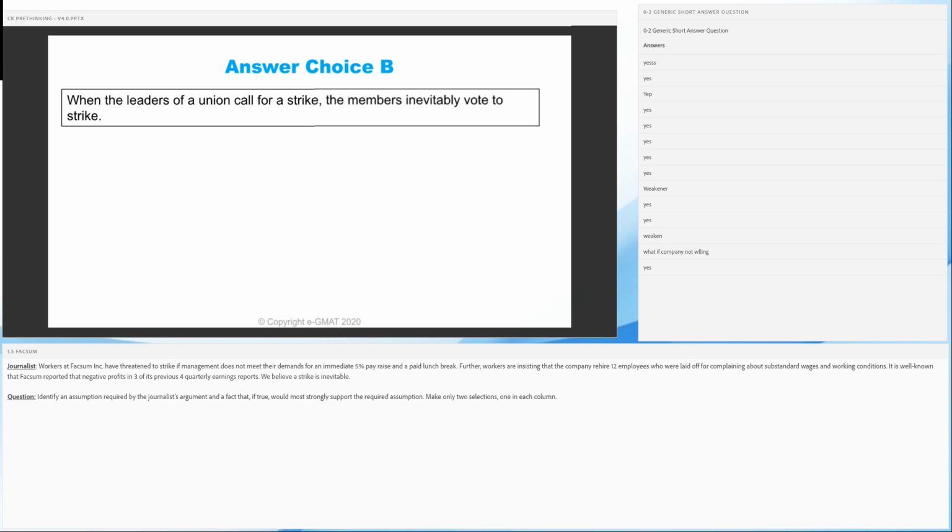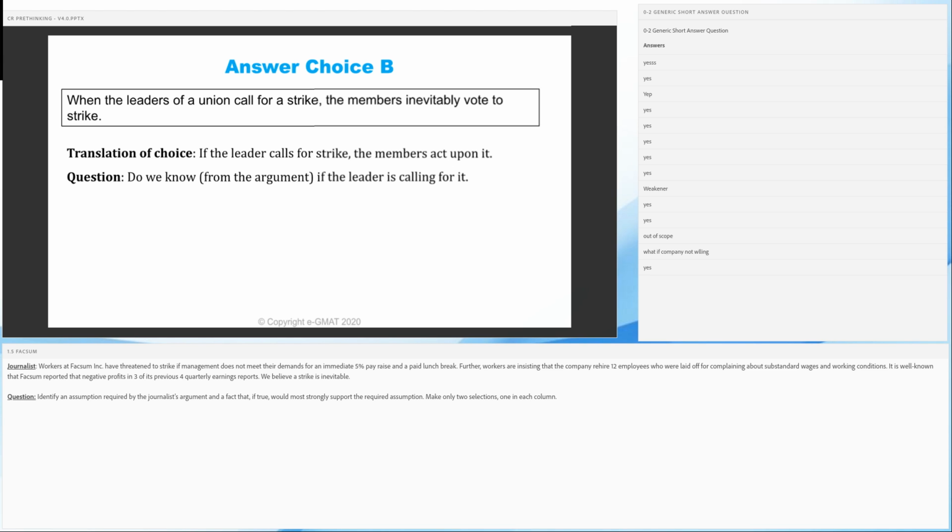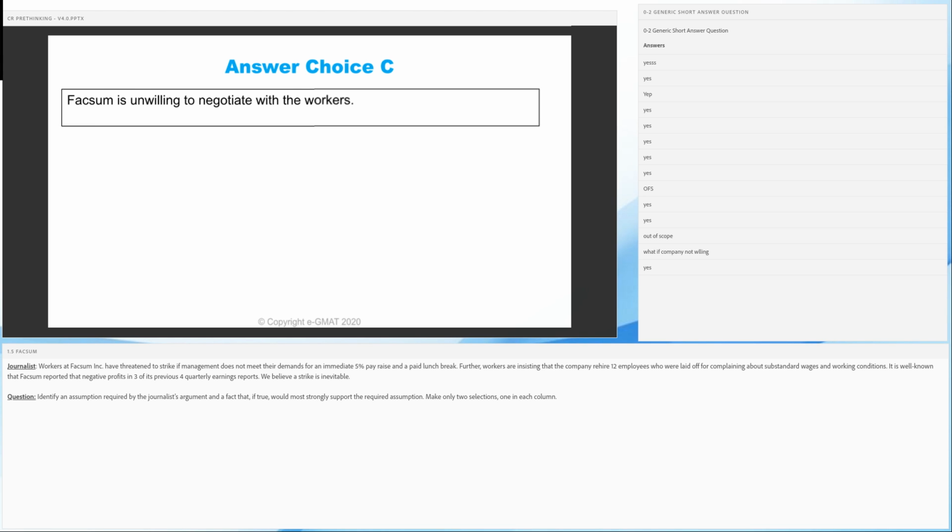Choice B says when the leaders call for a strike, members go for it. Essentially, members follow leaders. Now, do we know if the leaders have called for a strike as per the argument? No, not really. Okay, again, choice C says Faxum is unwilling to negotiate. Should Faxum be willing to negotiate? What does willingness to do something mean? I'm happily doing something, right? Is willingness a must be true?